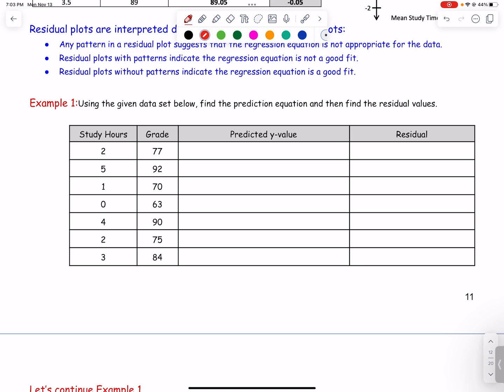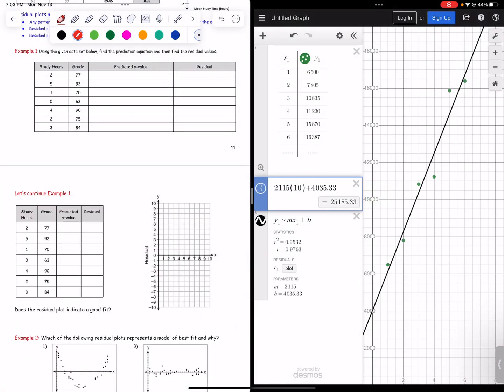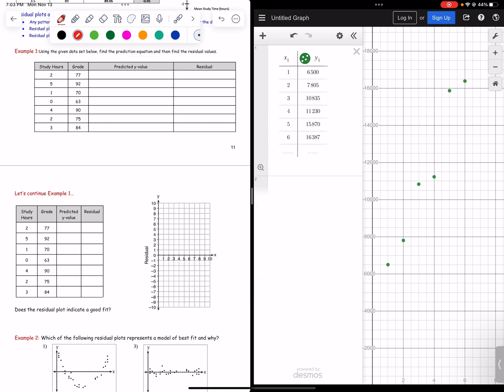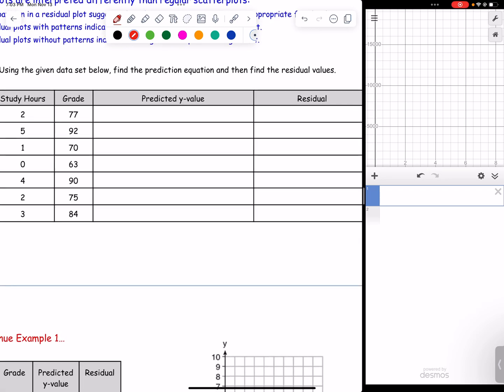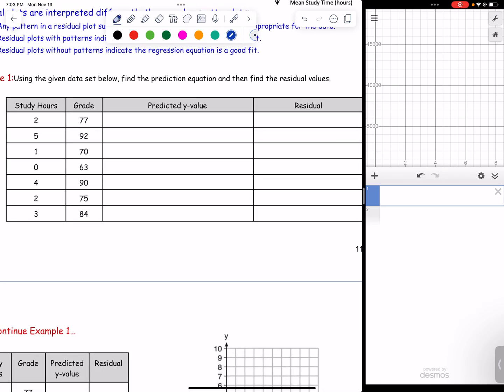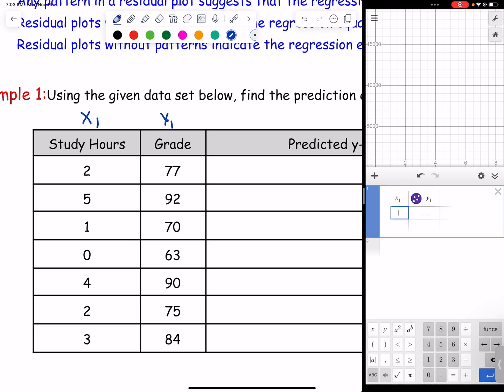Example 1 says, using the given data set, find the prediction equation and then find the residuals. So we're going to do this the long way for this example, because Desmos will do all of this work for you, but we need to work through a few so that you understand what it is you're actually looking at. So study hours is going to be your x sub 1. Grade is going to be y sub 1. So let's just focus on putting in the data first. So put in a table and type in the data.